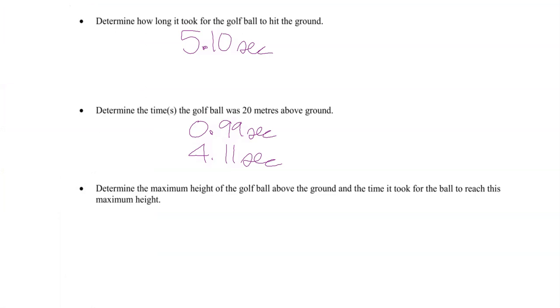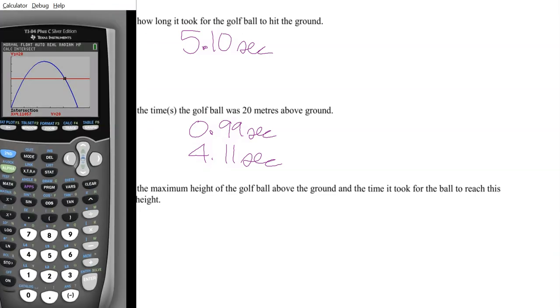Okay, maximum height and the time that it took. So we want the max. Second calc, and we want number 4, we want the maximum. So to do a maximum, you have to go to the left. I'm just going to let this go to the left. And then you have to go to the right. No, wait, it's on left bound, so hit enter. Then move over to the right. So just go beyond the maximum. I mean, start a little before, then go a little bit further, and then to the middle.